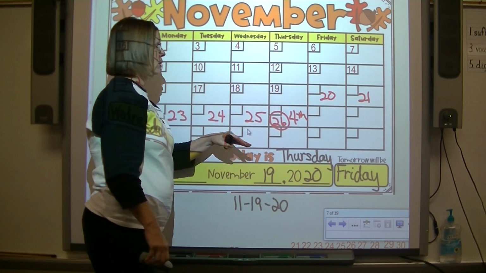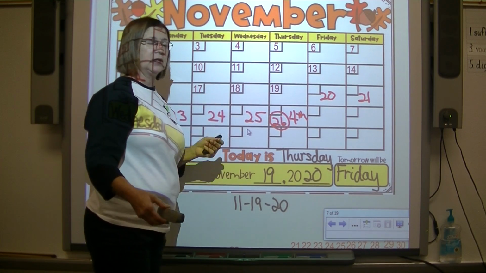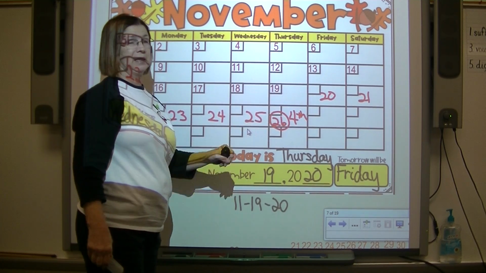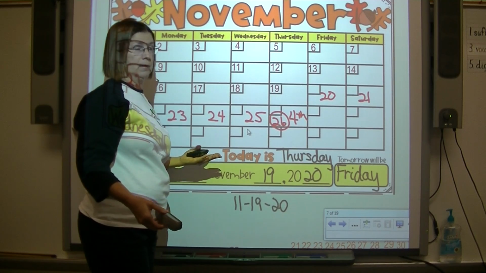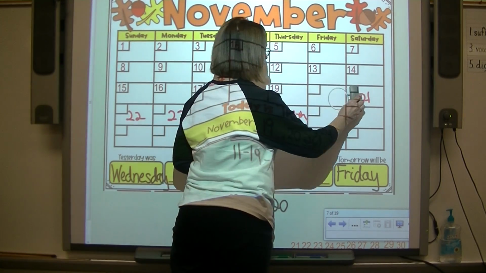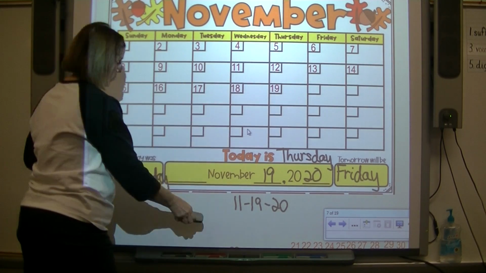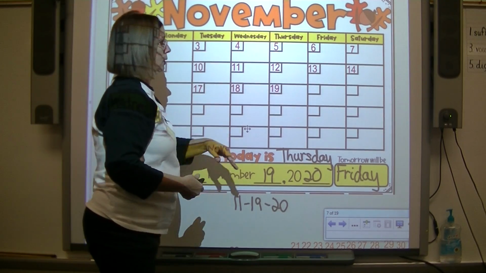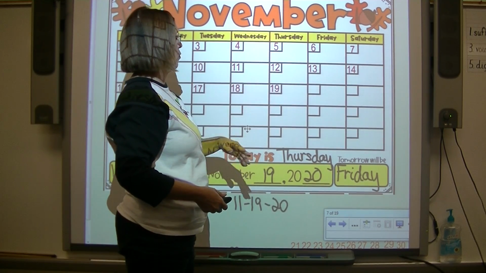Now, next year, it won't necessarily be on November 26th. It might be on the 27th or the 25th. Okay, but it's the fourth Thursday in November. So we just count down. This is the first one. This is the second one. This is the third one. This is the fourth one.